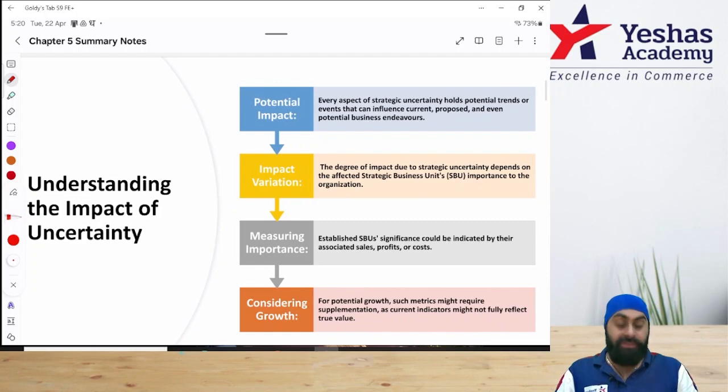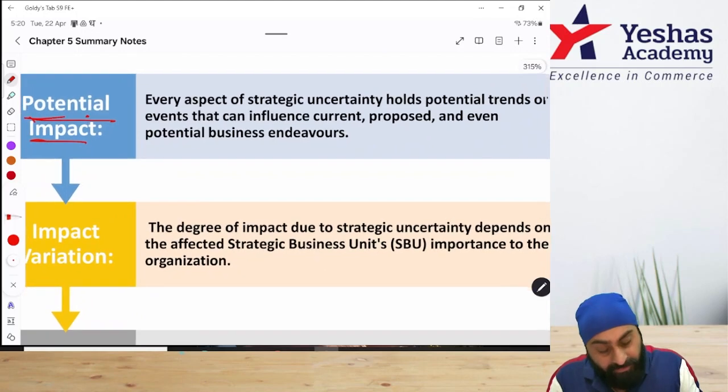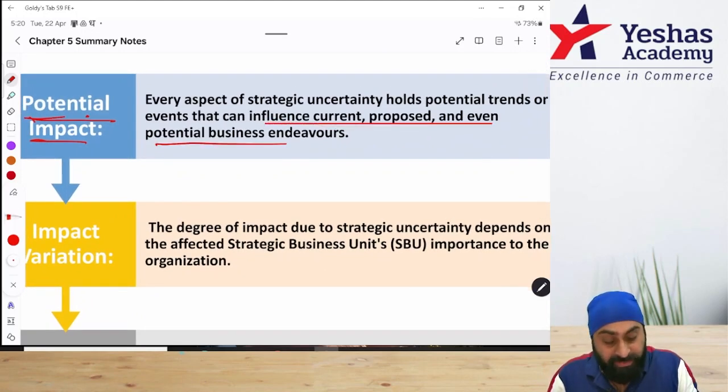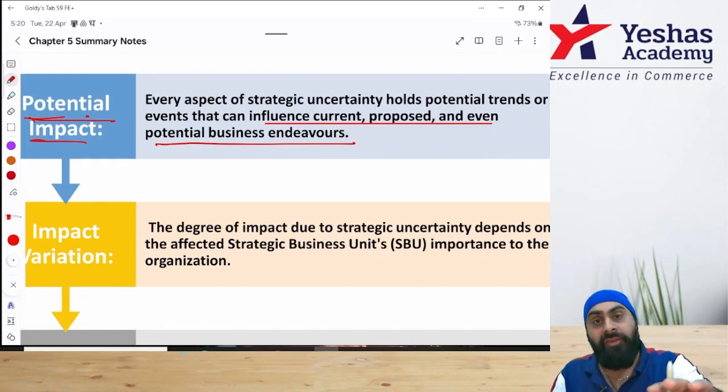Understanding what is uncertainty. First is potential impact. Every aspect of strategy holds a potential trend or event that can influence current, proposed, or even potential business endeavors. Uncertainty can affect your business in a positive as well as a negative way.